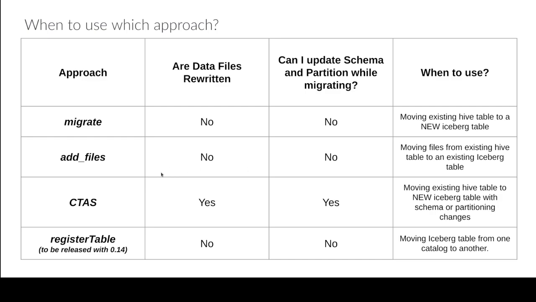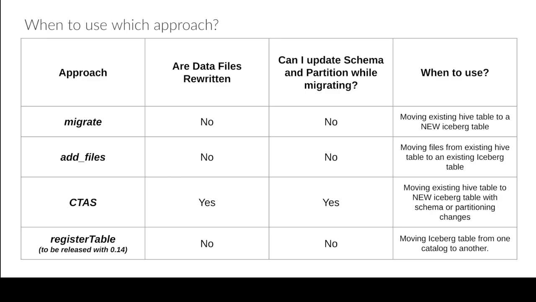Okay, a CTAS, you are rewriting all the data files, but the benefit is you can update the schema, you can update the partitioning when you do that. This is good if you're moving a Hive table to Iceberg, but you do want to evolve the table in the process. Like you do want to make changes to how that table works. So might as well just, two birds, one stone.